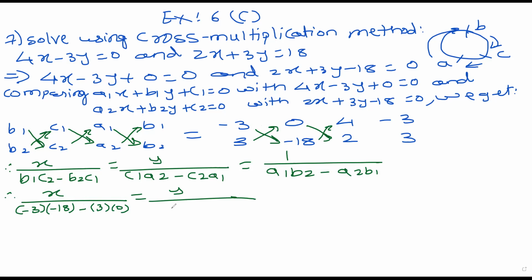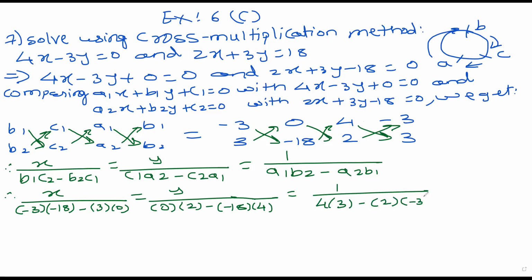So what do you get? Tell me. 0 into 2 minus 18 into 4. Minus 18 into 4 is equal to 1 upon, finally a1 b2, so that means 4 into 3 minus 2 into minus 3.